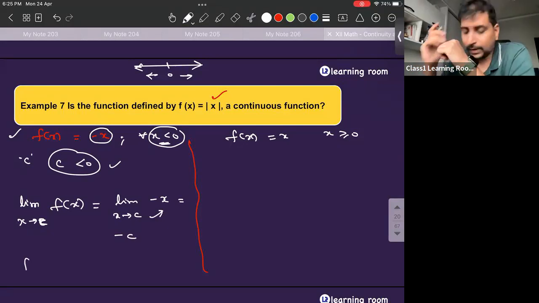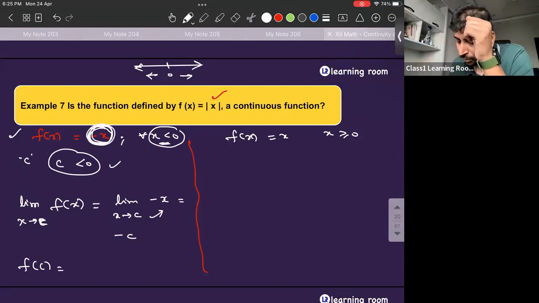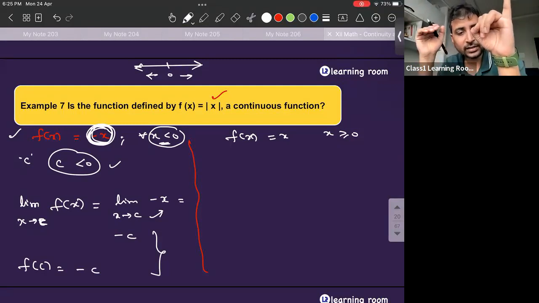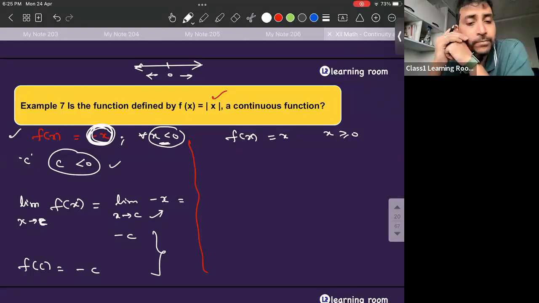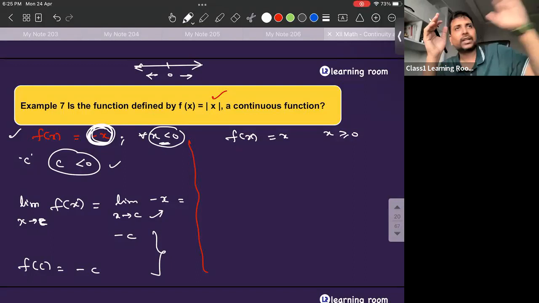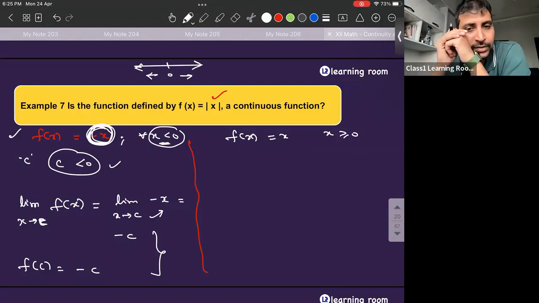Right? Tell me, what is f of C value? f of C means I'll again substitute C in the place of minus x. I'll get minus C. So what is happening? Limit x tends to C is equal to f of C. Hence, it is continuous on the left-hand side of 0.